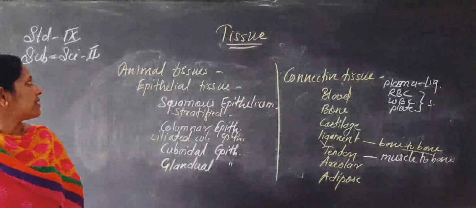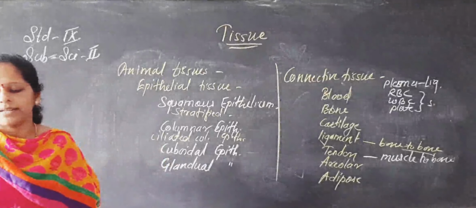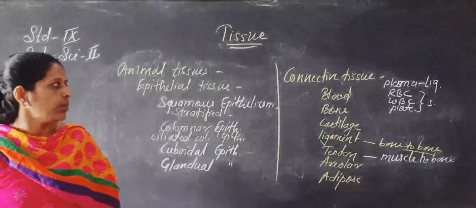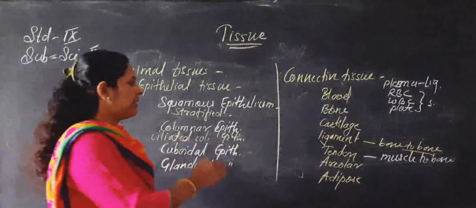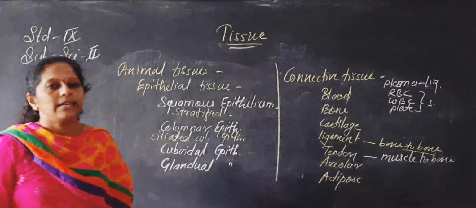So this is about animal tissue. The connective tissues are blood, bone, cartilage, ligament, tendon, areolar and adipose. These are the parts of connective tissue.